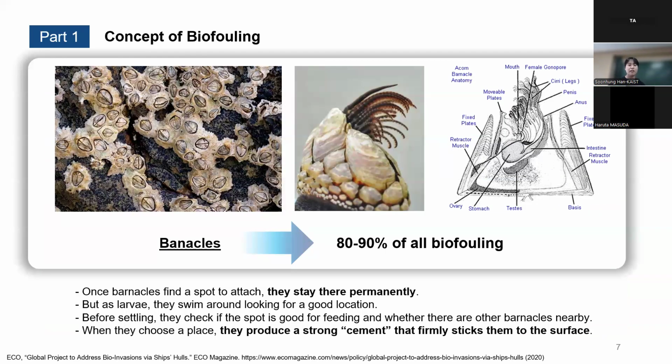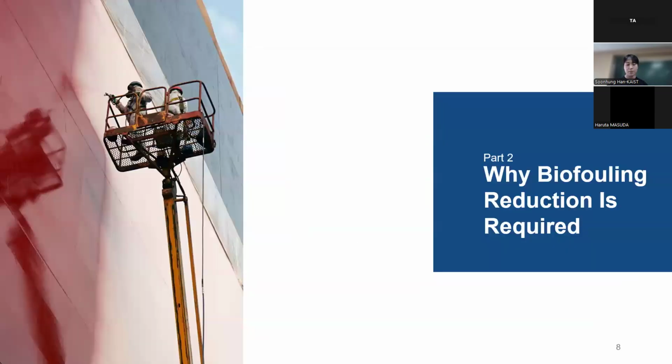Among these, barnacles are considered the primary contributors to biofouling. Barnacles attach to ship surfaces because their larvae float in the ocean, eventually settling in areas with abundant food. Once they have settled, they produce a strong cement-like substance that can adhere them firmly to the surface.